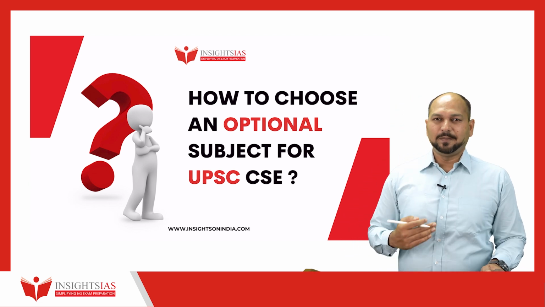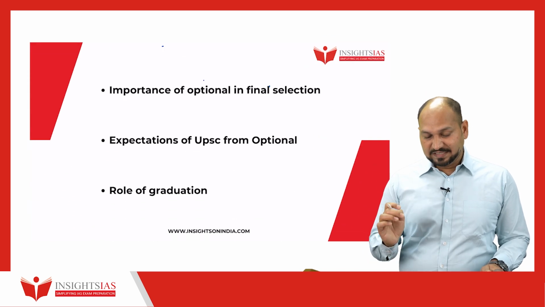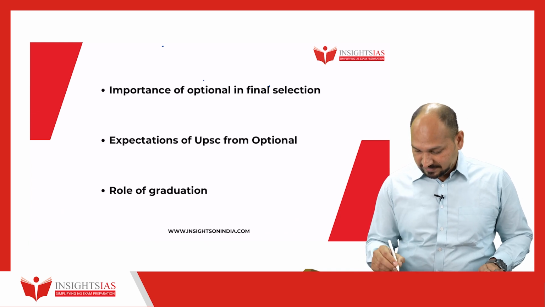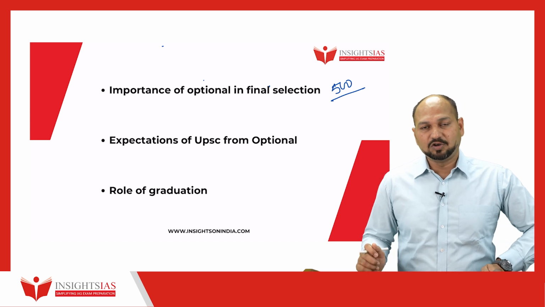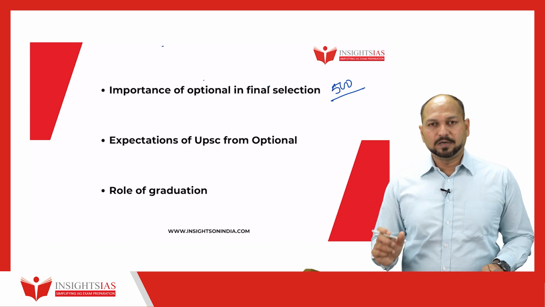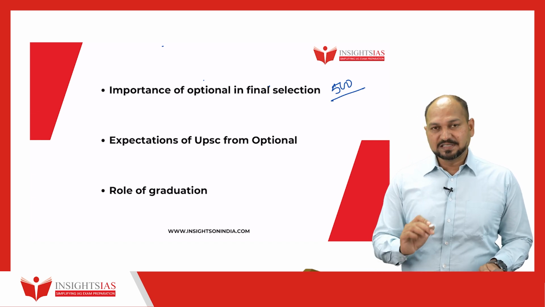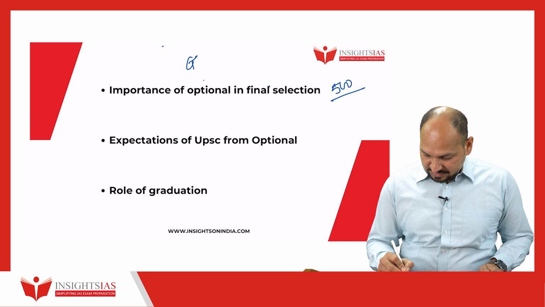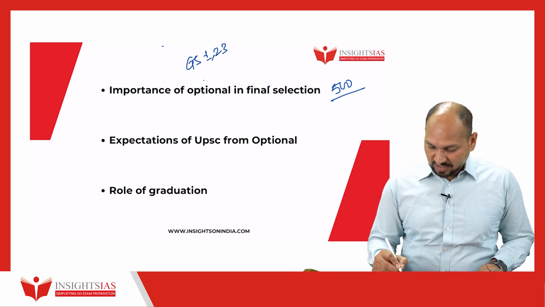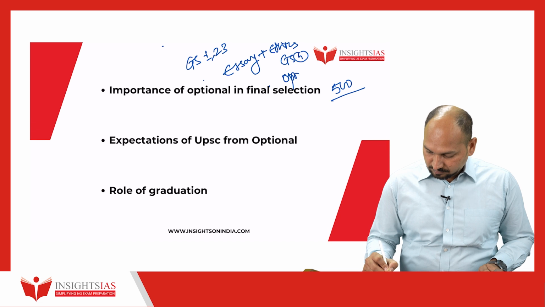So first we will start with the importance of the optional subject in final selection, right? If you see, optional marks are around 500 marks, right? So it is very important, these two papers of optional. And if you follow the proper trend of UPSC selected candidates' marks, you will see some difference. Broadly you can divide it in two parts. First is GS 1, 2 and 3, and then essay plus ethics, that is GS paper 4, and optional.